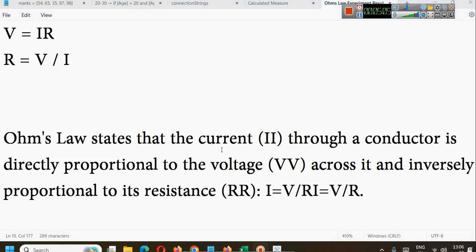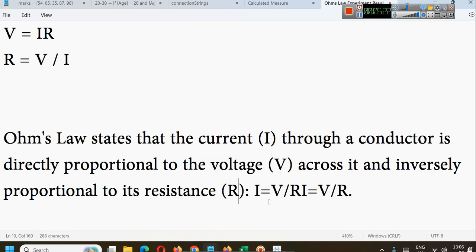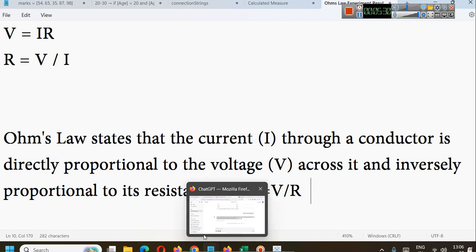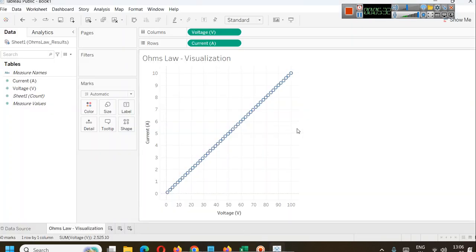Ohm's law states that the current through a conductor is directly proportional to the voltage across it and inversely proportional to its resistance. This is I, this is V, this is R, and hence it is given by the formula I is equal to V by R. So based on this experiment we have done this.